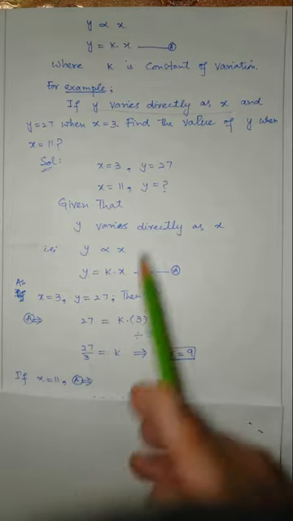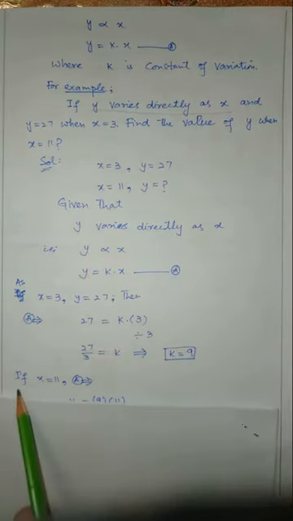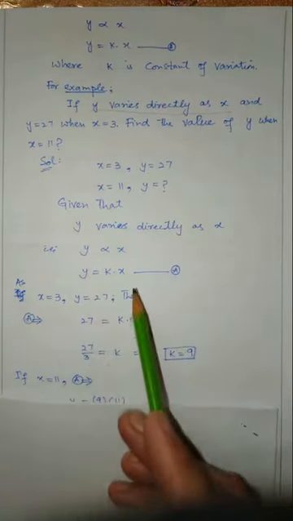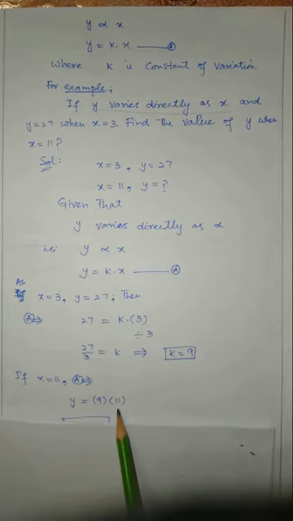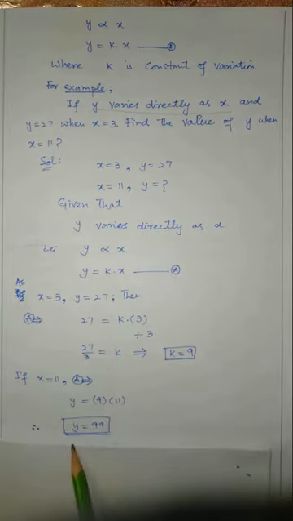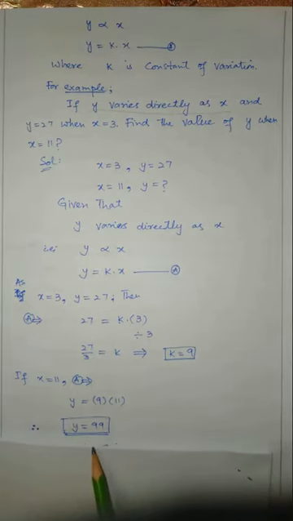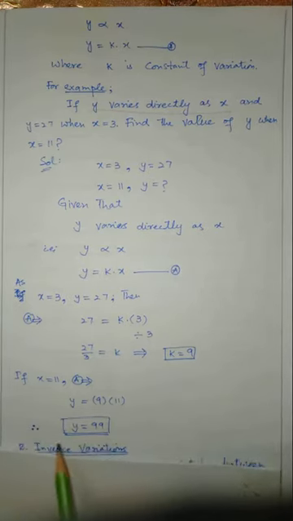Now to find the value of y if x is equal to 11, the above equation A implies y is equal to, putting the value of k and putting the value of x, multiplying both numbers 9 with 11. So y is equal to 99. This is the value of y.